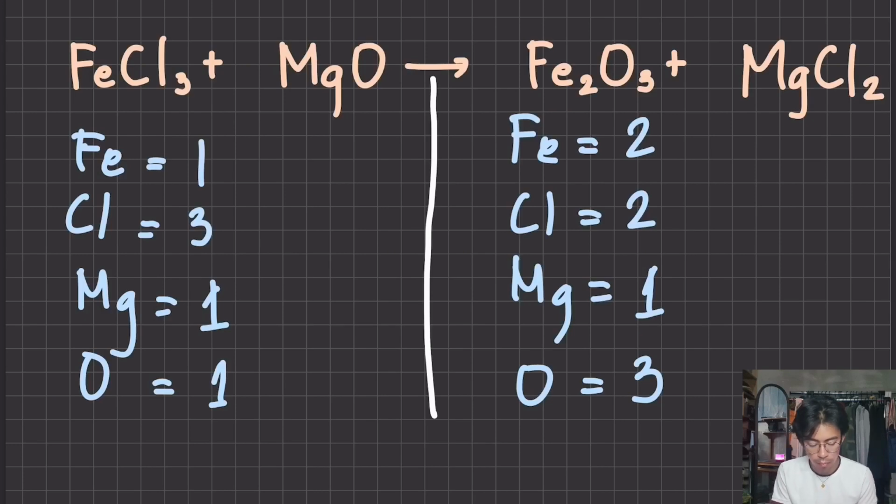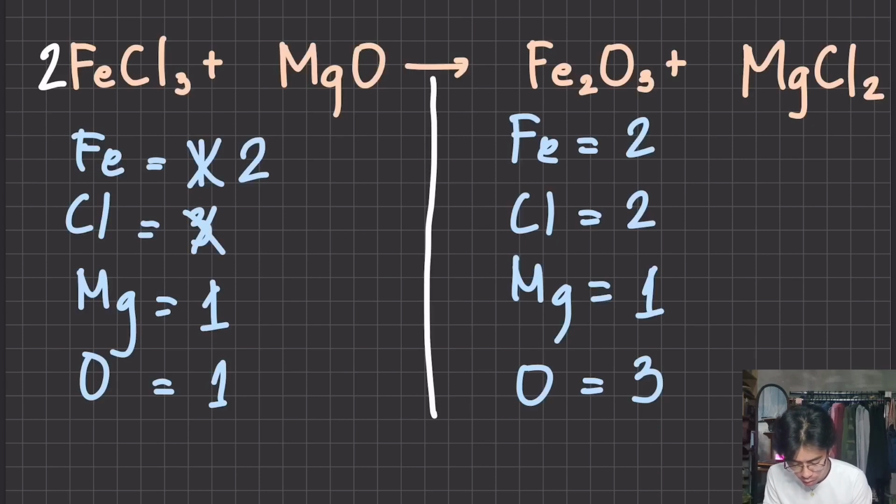Let us first manipulate the number of atoms of iron. Since iron is 1 on the reactant side and 2 on the product side, we write 2 in front of FeCl3. By doing so, here are the changes. Iron is now 2, chlorine is now 6. So iron is already balanced.